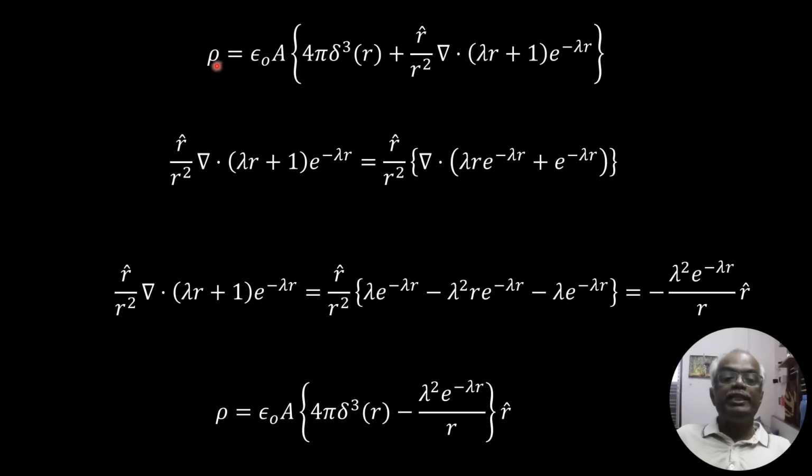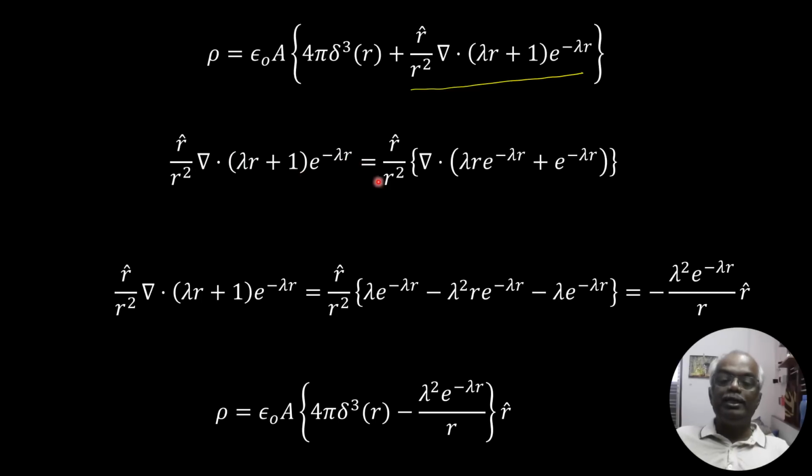Now we have seen ρ is equal to ε₀ A multiplied by 4π δ³(r) plus r-hat over r² times the divergence of (λr + 1) e^(-λr). Now you take this second term and find out the result. So I can take r-hat over r² times the divergence of (λr + 1) e^(-λr).